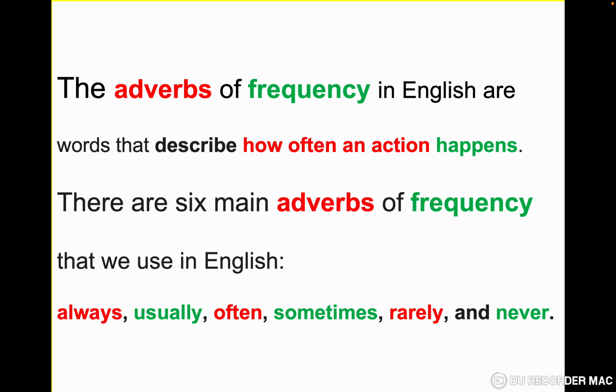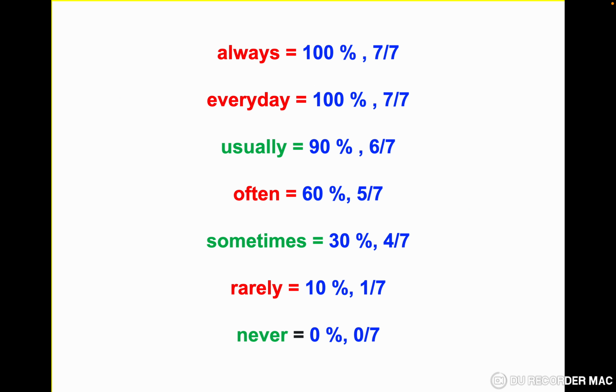The fourth one is sometimes. The fifth one is rarely. And the last one is never. Now we are going to explain the repetition of each adverb of frequency. For example, always means it is repeated 100%.